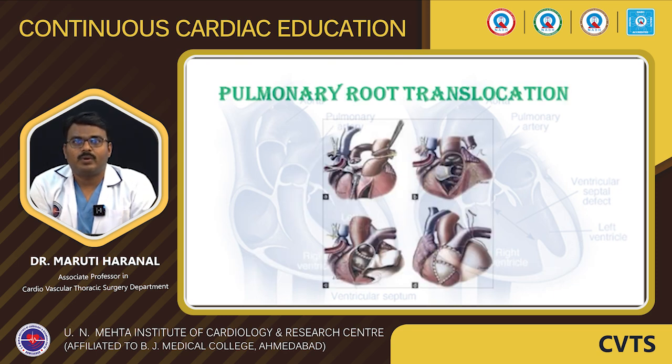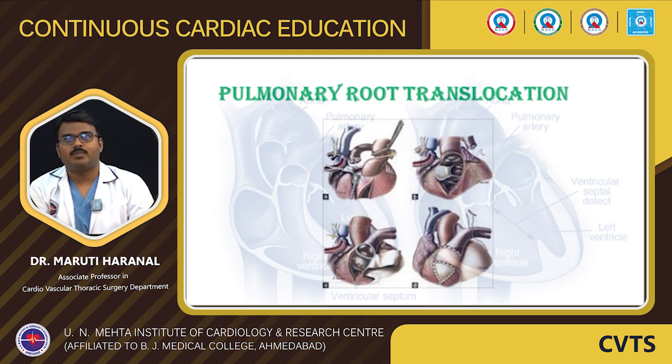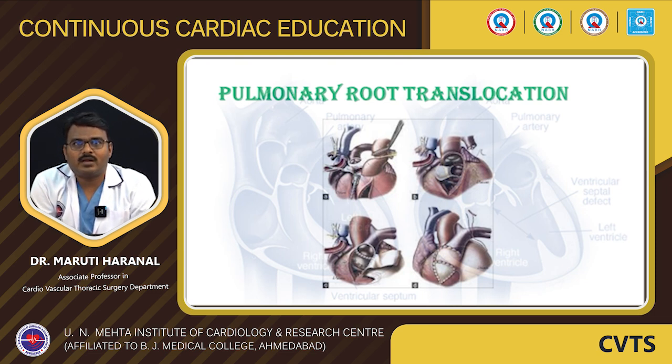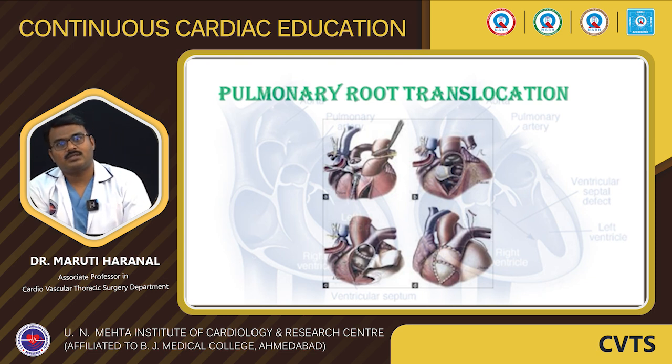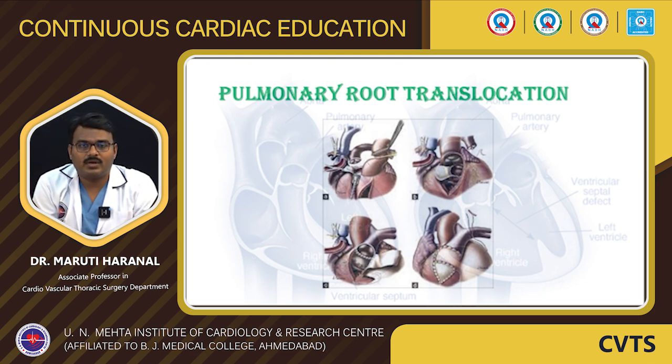In patients with a good pulmonary valve, we can use what is called pulmonary root translocation, wherein the intracardiac part remains the same, that is left ventricular outflow tract enlargement and tunneling of the left ventricle to the aorta. However, the pulmonary artery is mobilized from its root, then translocated anteriorly and anastomosed directly to the right ventriculotomy incision posteriorly and augmented anteriorly with a pericardial patch.